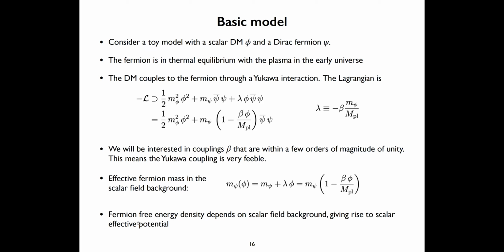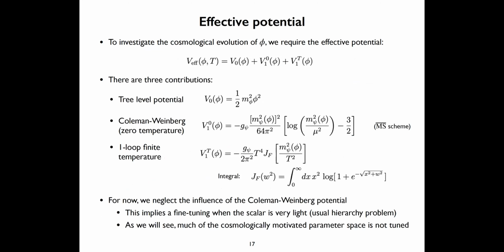The fermion is in thermal equilibrium, so its free energy density will depend on its mass, which in turn depends on the scalar field background value. And so this free energy density will in turn give an effective potential to the scalar field, the finite temperature effective potential, and that'll be important. Okay, so if we'd like to investigate the early universe dynamics of the scalar field, we require the effective potential. And in general, there are these three terms: the tree level piece, the Coleman-Weinberg piece, or the zero temperature one loop effective potential, as well as the one loop finite temperature potential.